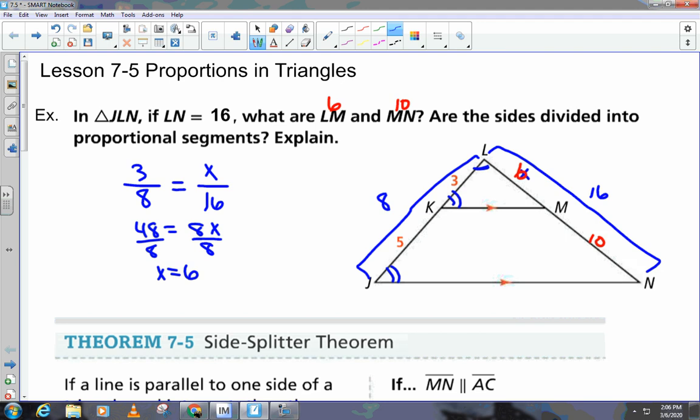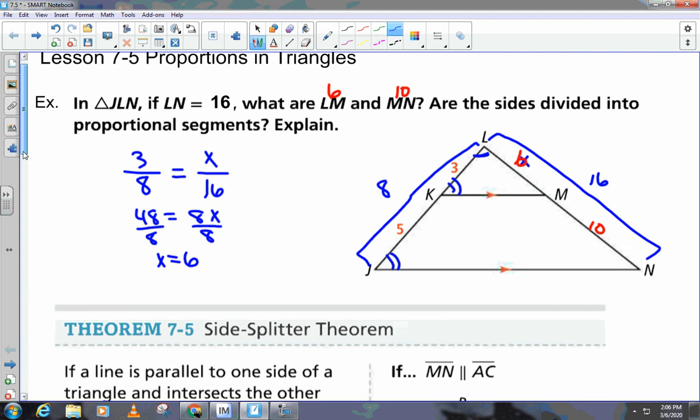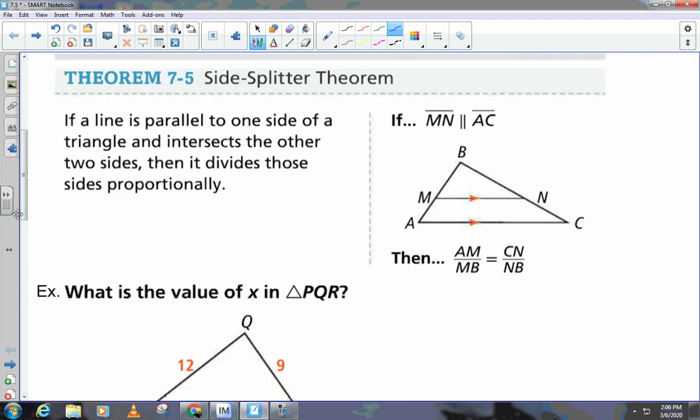So when you have this line that's parallel to the third side, it breaks the two sides of the triangle into proportional parts. That's called the side splitter theorem. It says if a line is parallel to one side of a triangle and intersects the other two sides, then it divides the sides proportionally. So I can set up a proportion, A is to AX as B is to BX. They did AM is to MB as CN is to NB. They did it upside down from what I just said, but it's basically the same thing.